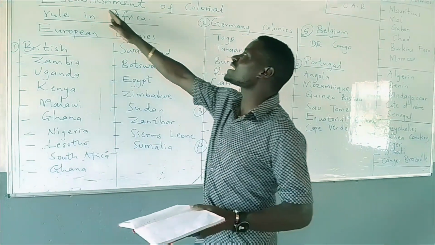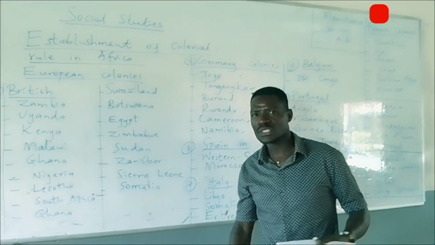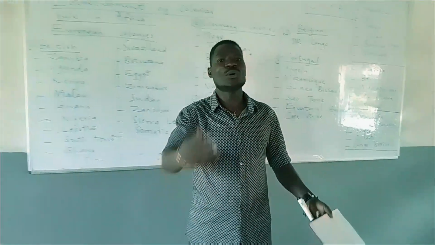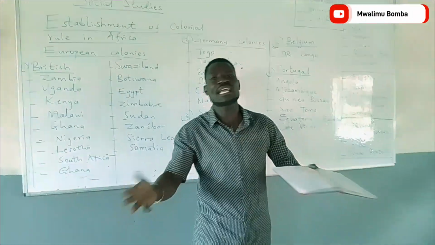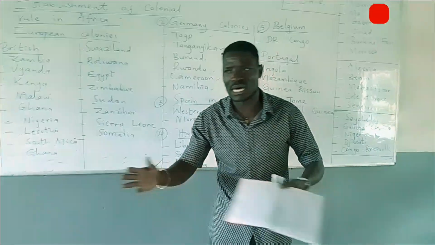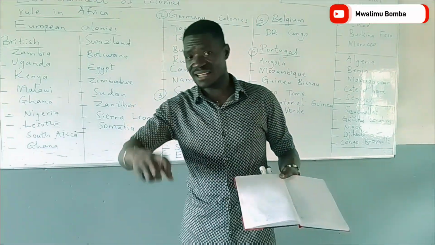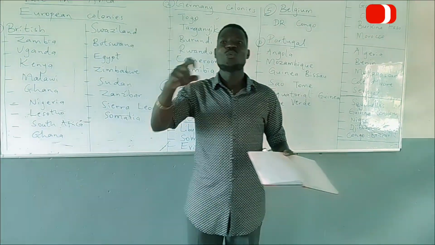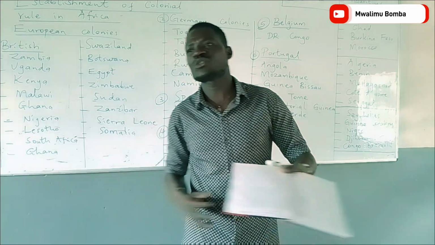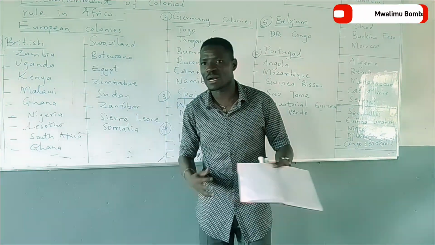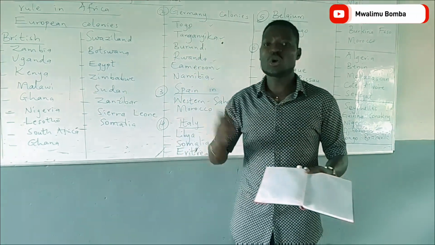We shall be looking at the establishment of colonial rule in Africa. You and I know, or if you do not know, allow me to tell you, that colonial rule in Africa began around the 1880s. But the establishment of colonial rule in Kenya, because now we are Kenyans, was established when we were put under British rule around the year 1895. That is when Kenya became a British colony.